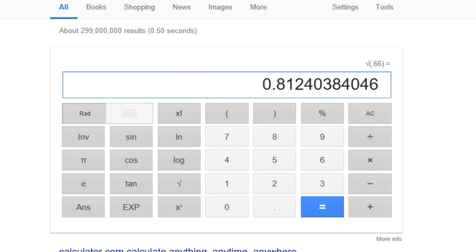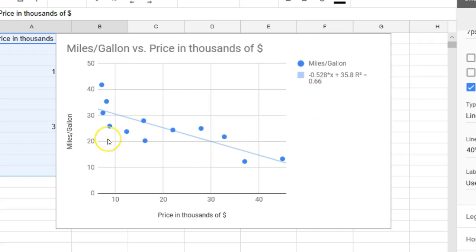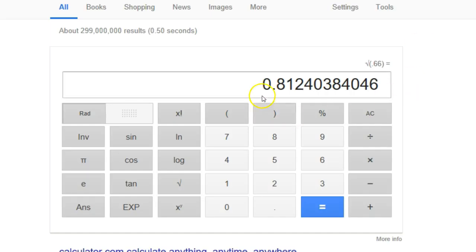Now the other thing you have to look at is, oops, wrong graph here. You have to look and see, is it positive or negative? Because it won't tell you that. Well, since the slope is negative, it's going down and to the right, that means the r value, or the correlation coefficient, is also negative. So in this case, we have an r value of negative 0.81. So that's fairly good correlation.